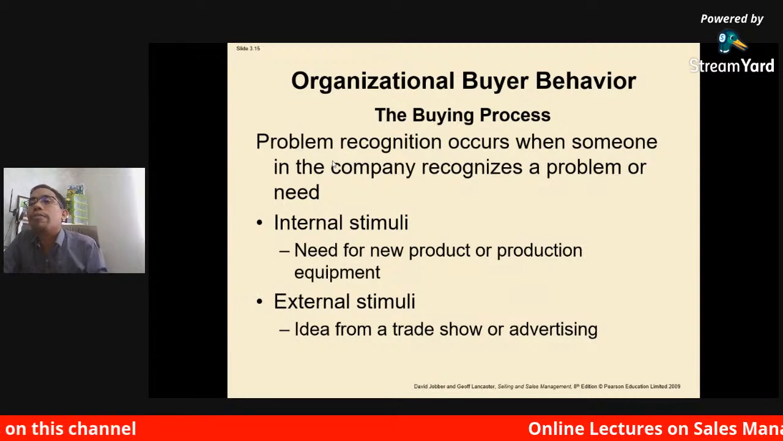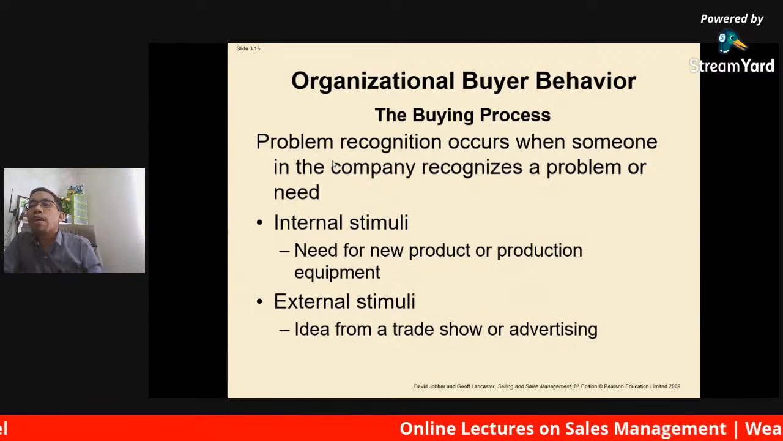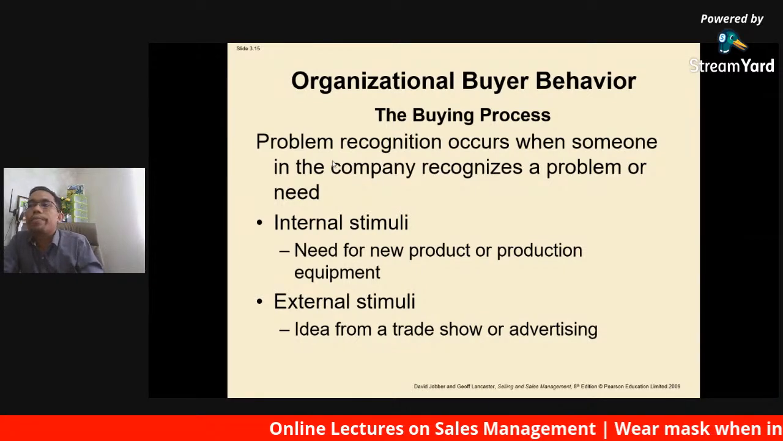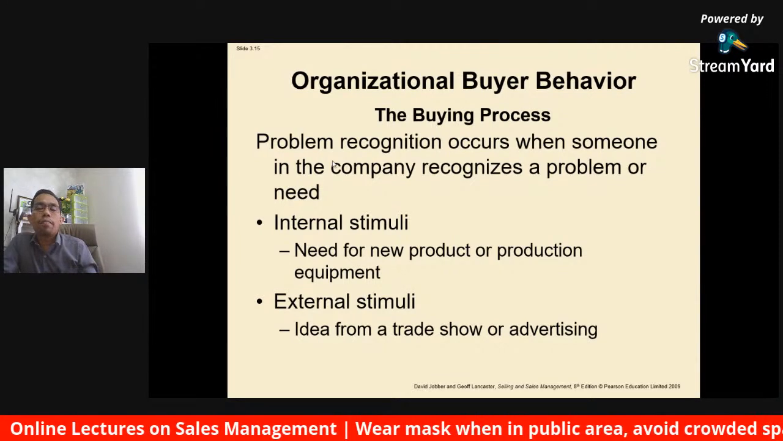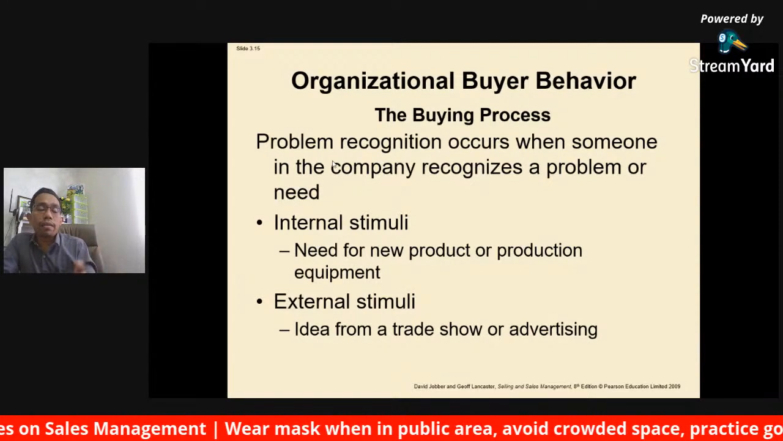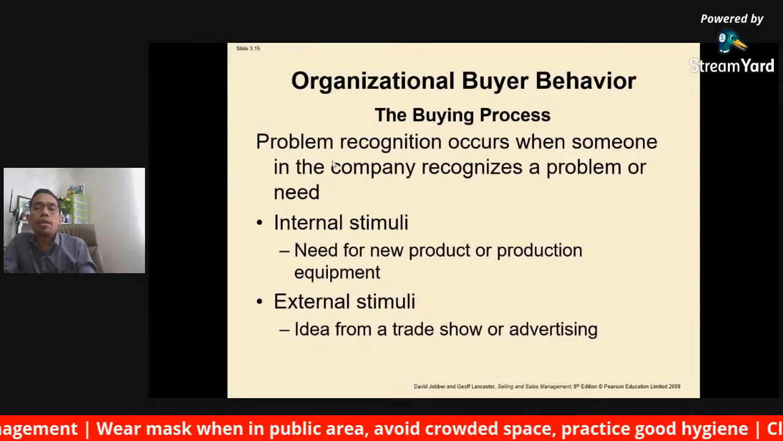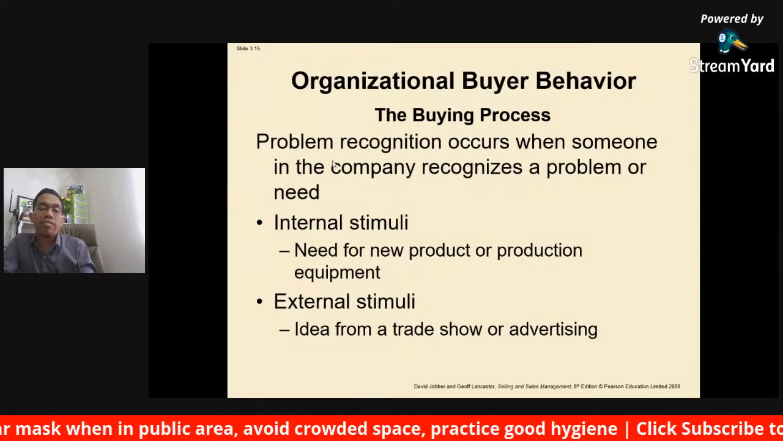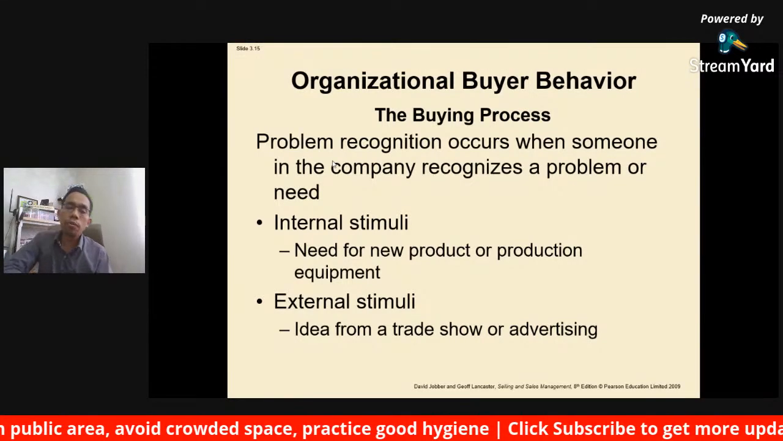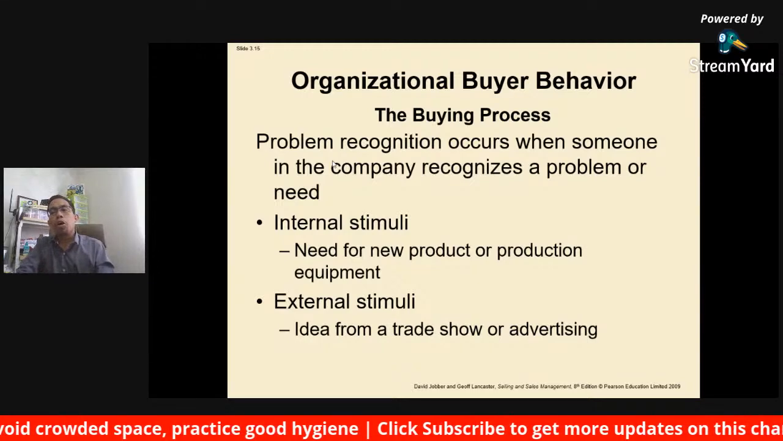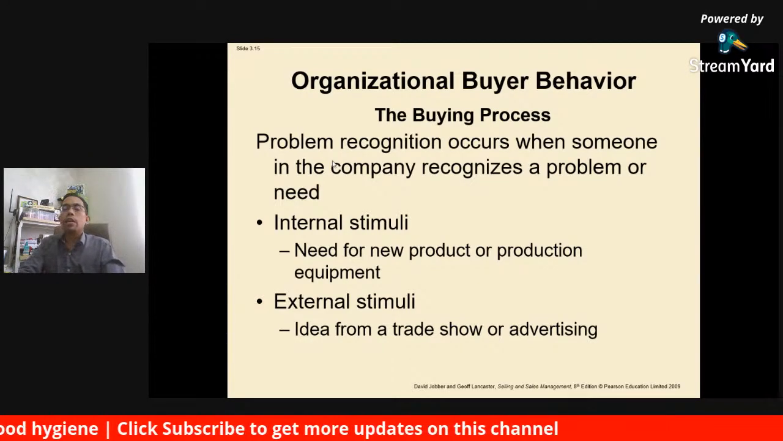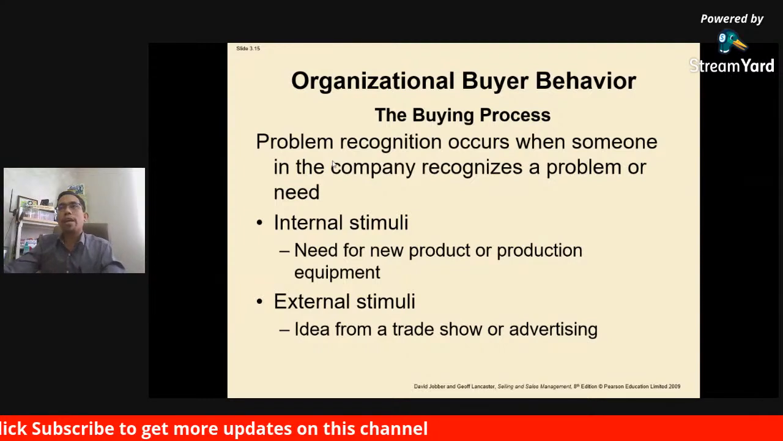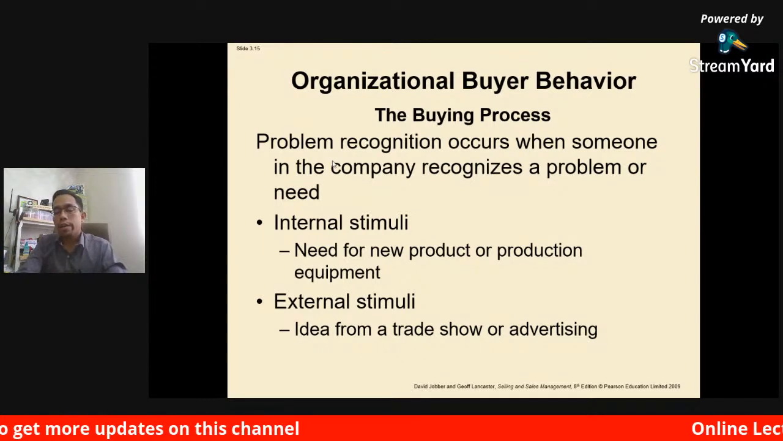All right, we start the buying process with problem recognition. Someone in the company recognizes a problem or needs something, either from an internal idea or an external idea. We consider these internal stimuli and external stimuli. So new products or production equipment: if you go to an exhibition, that is considered an external cue.